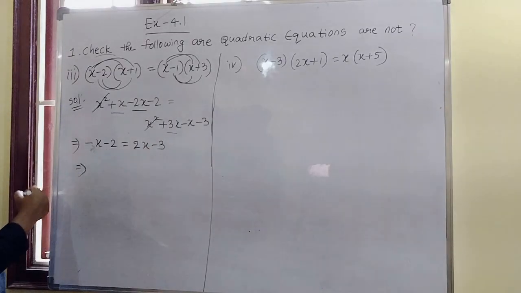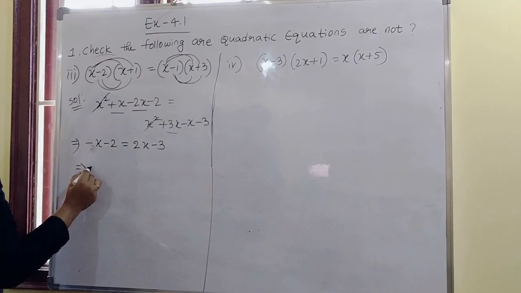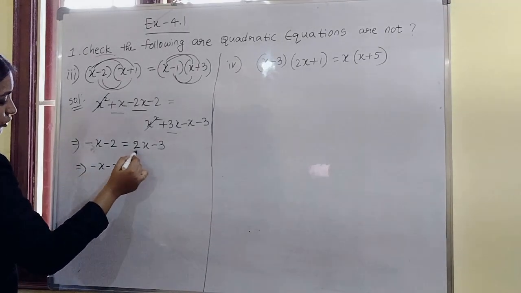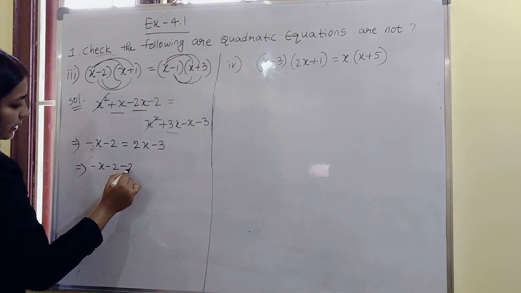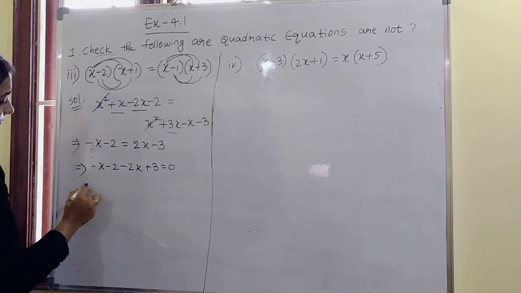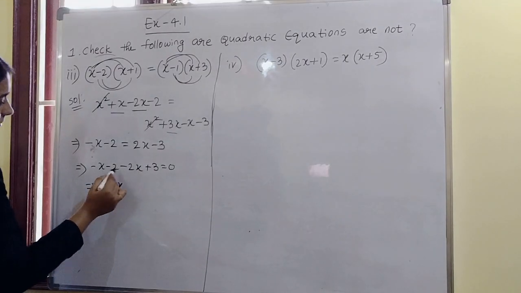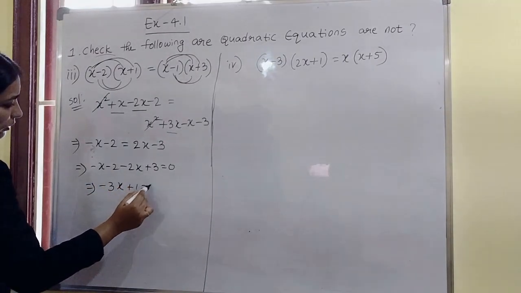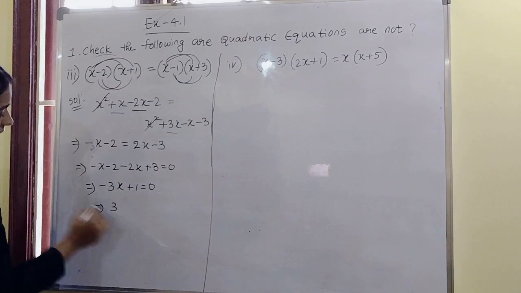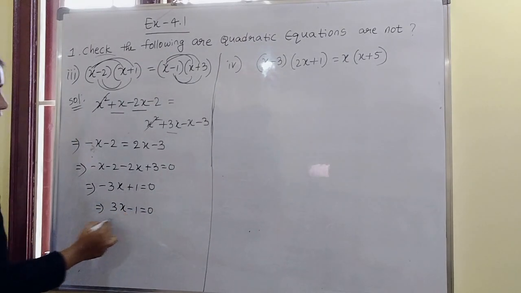Okay. So implies, I am sending these two terms to this side. It becomes minus x minus 2 plus 2x, it comes to this side, becomes minus 2x, minus 3 becomes plus 3, is equal to 0. And minus x minus 2x is minus 3x, minus 2 plus 3 is plus 1, is equal to 0. So minus 3x plus 1 is equal to 0.